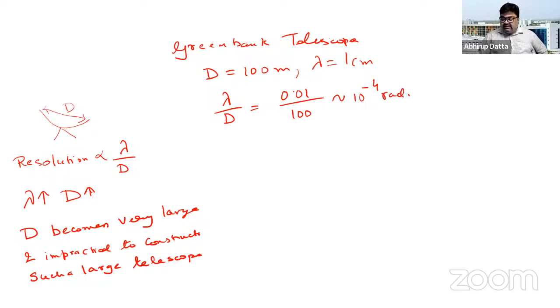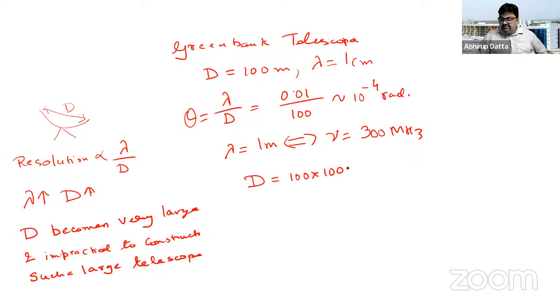Now, if I look at a lambda of 1 meter, which corresponds to a frequency of 300 megahertz, and compare to that, what happens? I have to make a dish to keep the resolution theta the same. 1 meter is 100 times larger, so I have to make a dish which is 100 times larger than 100 meters. That becomes 10 kilometers. That's more or less impractical, not feasible to be made.